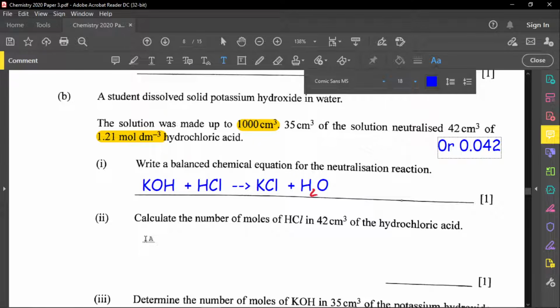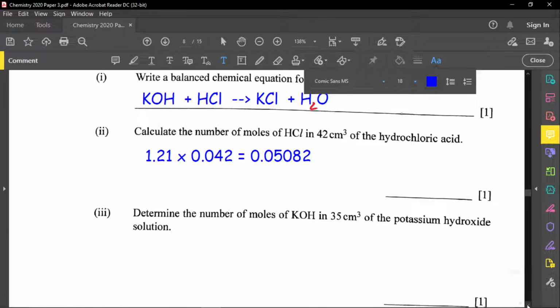Now I'm going to multiply my concentration by my volume in dm cube. Let's start with the concentration first: 1.21 multiplied by 0.042, and that will give us our mole, which is 0.05082. I'm using all the numbers for a reason. So that will be your mole for this part. That's a one mark question.